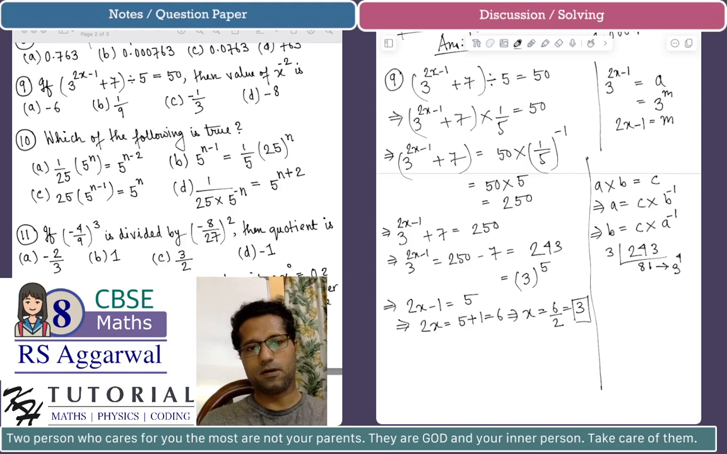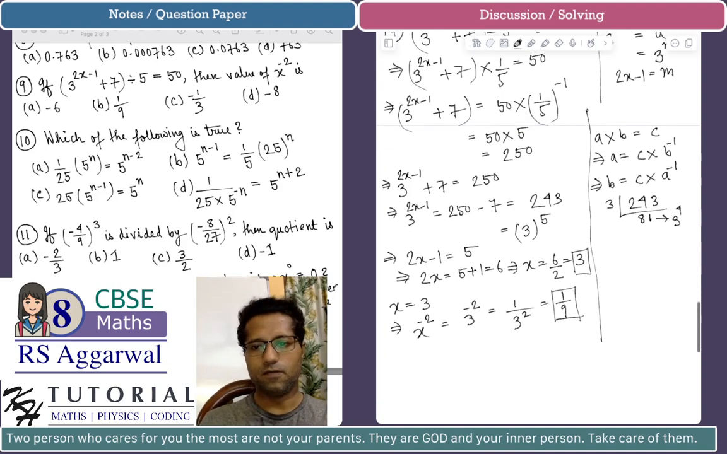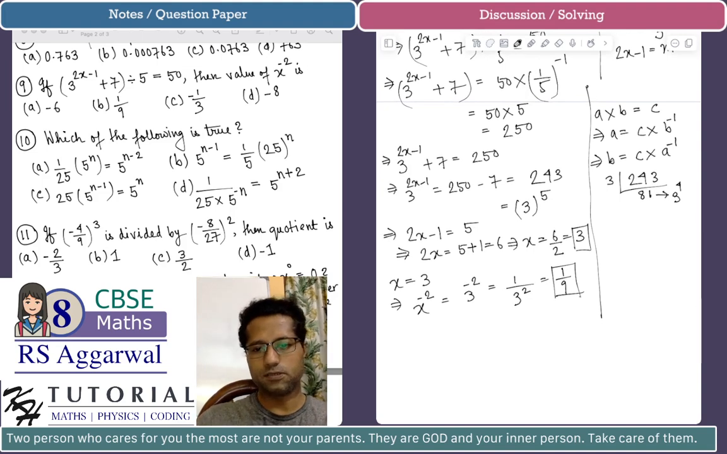The problem is, from the given equation, you have to find the value of x to the power minus 2. X we have found to be 3. This implies x to the power minus 2 is equal to 3 to the power minus 2, which is 1 by 3 square, which is equal to 1 by 9. So 1 by 9 is the value of x to the power minus 2. Hence the correct choice is B.